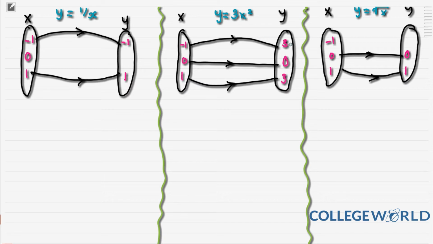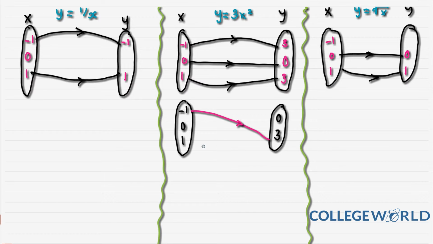Now, I want to redraw this because here we actually have 3 twice. So the way we can redraw it is we can have our cloud here as -1, 0, 1, and on the other side we can have a 0 and a 3 because we do not repeat numbers inside our cloud. And if we want to redraw the relationship, we're going to have our -1 lead to 3 and our 1 lead to the same 3 while our 0 leads to the other 0.